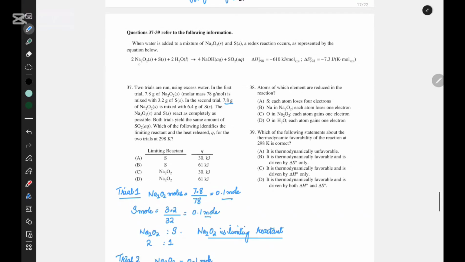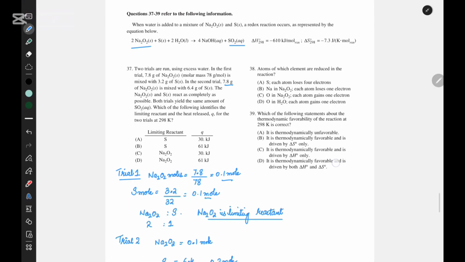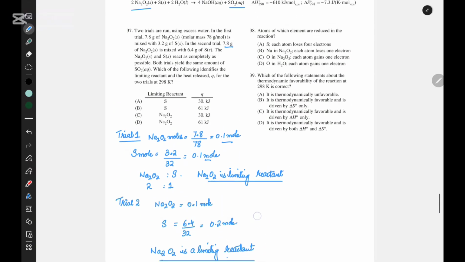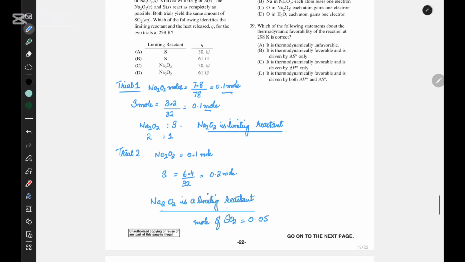you know, it has a ratio of 2:1 with sulfur dioxide. So mole of SO2 will become 0.05, because 2 moles are reacting to produce 1 mole, and if it is going to be 0.1 and it is going to be 0.1, then that is going to be 0.05 mole of SO2.